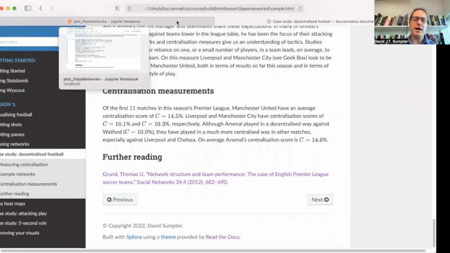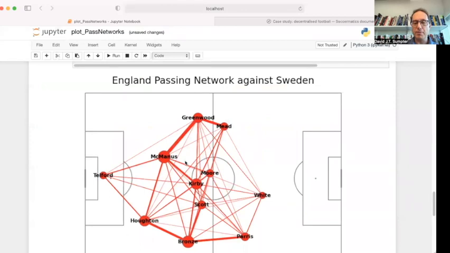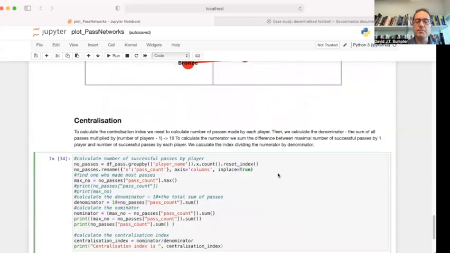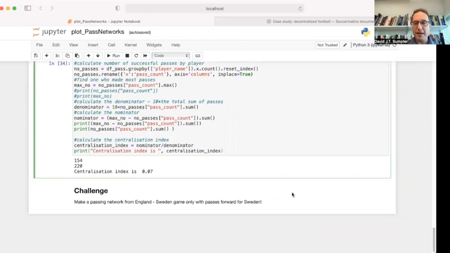One thing to note here, however, in this particular match for England, because we're only looking until the first substitution was made, there weren't many passes made. So we don't really have enough data to compare those two numbers. But the point I want to make here is that a centralization index of 0.07 is reasonably low. What you can do to really get a feeling for this is put in some different teams into this, have a look to see how many passes they made, and so on.